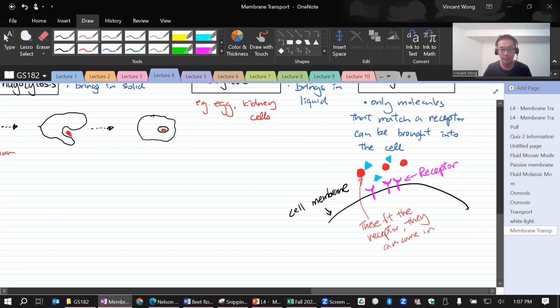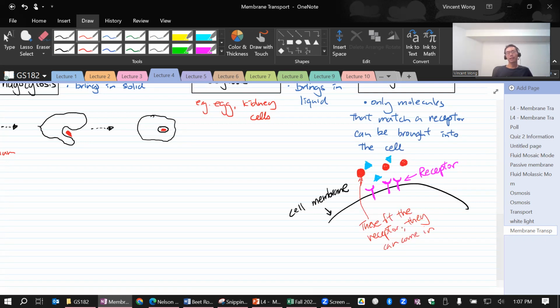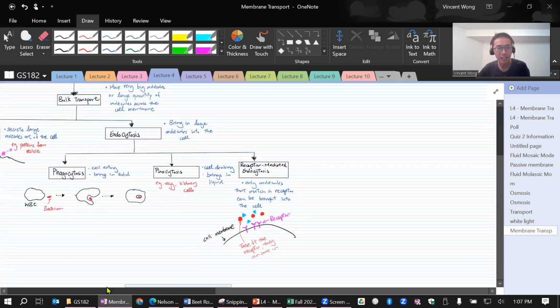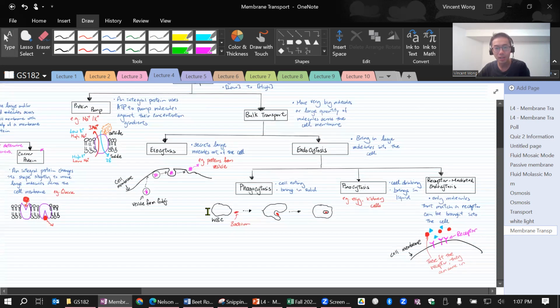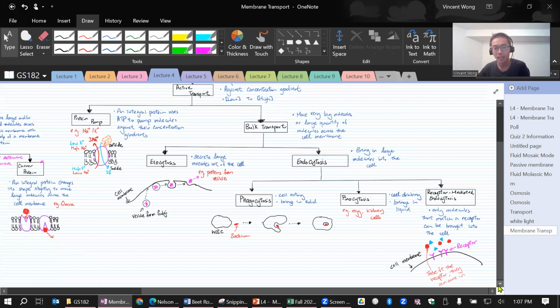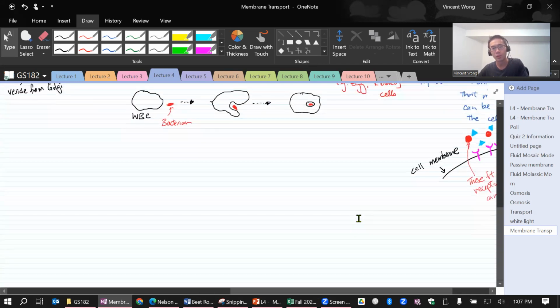Okay. That's all. There's some kind of selectivity to it. Okay. It's like going into an exclusive venue. Okay. You gotta have the right ID before they let you in. That's all. Congratulations. That's all the different types of transport. Okay. So, you know, write this out again when you are organizing your notes, right? Stick it on your wall. You might find it helpful during the quiz.